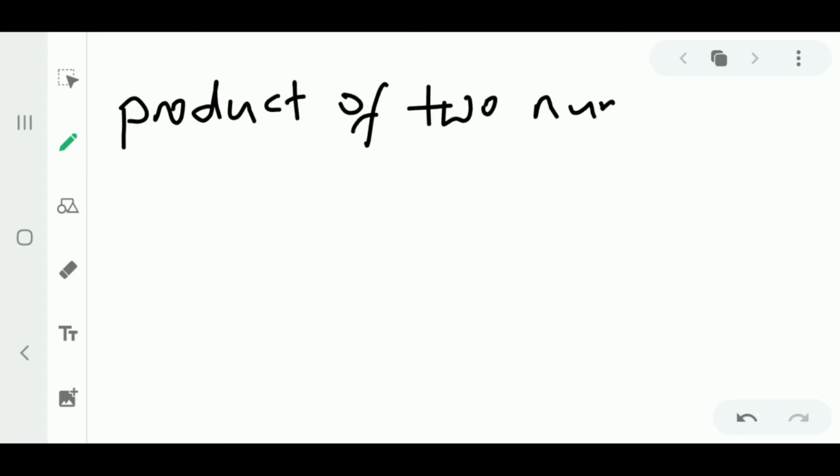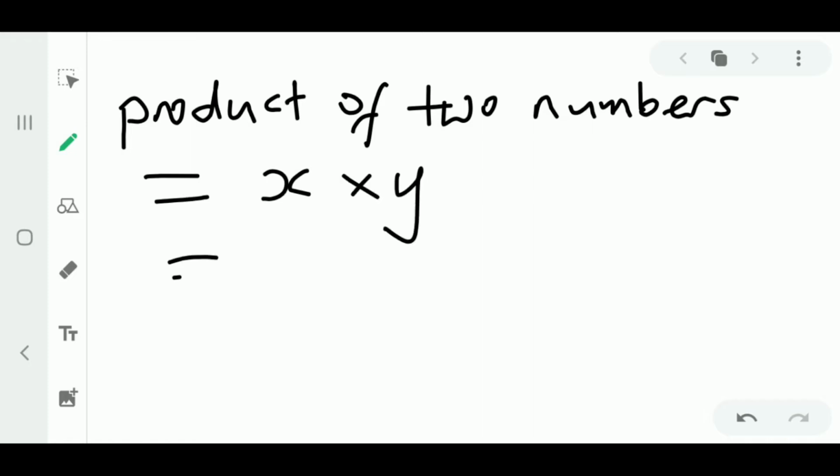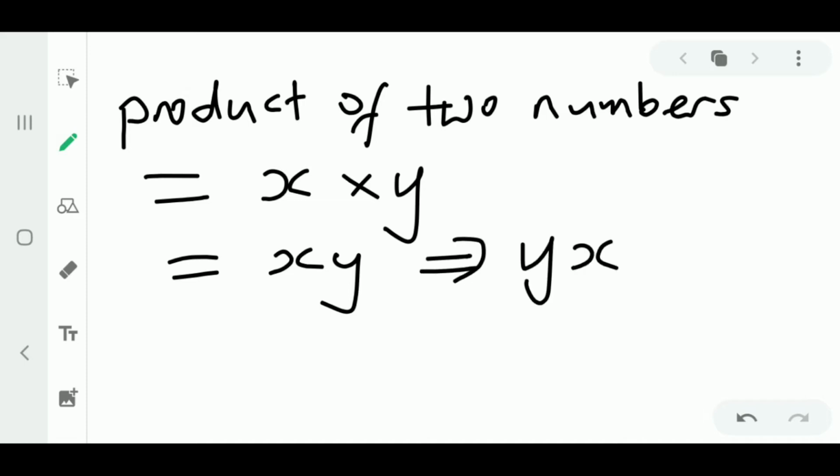Let's say the product of two numbers. And product means multiply. So we're basically saying x times y, or we could simplify it as xy, which is the same as yx, because multiplication is commutative. So let's say, for example, x is 3 and y is 2. 3 times 2 would give you 6.